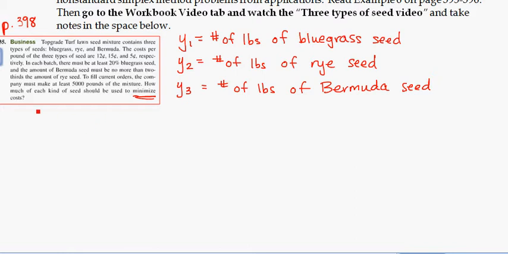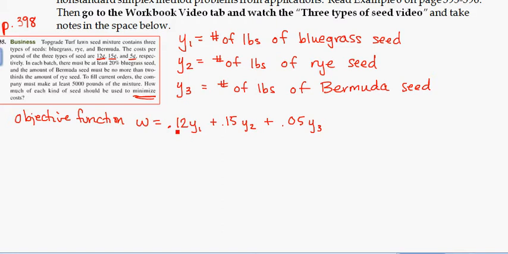Now we want to minimize cost. If you're going to write your objective function, you want to look through the paragraph and see what we want to minimize. I'm going to call this W because we're minimizing. Notice that we have 12 cents for the bluegrass, 15 cents for the rye, and 5 cents for the Bermuda. So let's write the objective function. I'm going to write it in terms of dollars because I assume we're going to be spending more than cents. So I'm going to write 0.12 for y1 as my coefficient, etc. So here is my objective function.